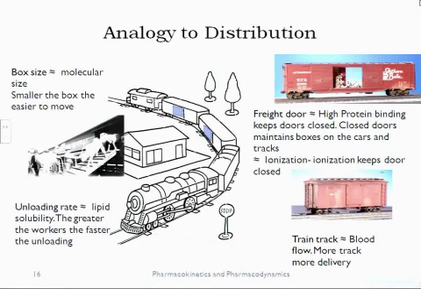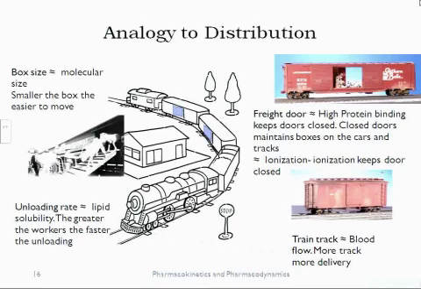Now, the other thing that's important is the box size. The bigger the box, the more it's going to weigh most of the time, right? So it's more difficult to move around. The box size, or what we call the molecular weight, is also going to affect your distribution. The larger the molecule, the more difficult it is to push out of the freight car.